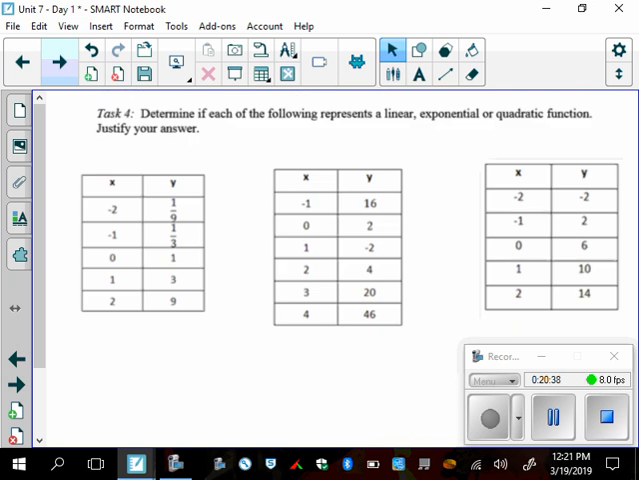So the second to last thing that I want you to try is to figure out which one of these is linear, which one is exponential, and which one is quadratic. You can put an L, an E, and a Q above the top of them. Please try so now. Pause the video.